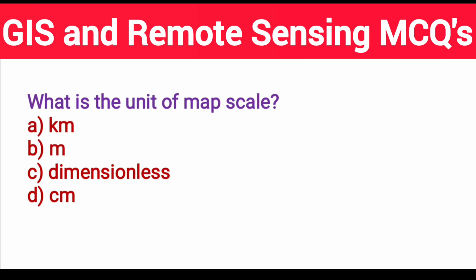Next question, what is the unit of map scale? Option A, kilometer. Option B, meter. Option C, dimensionless. Option D, centimeter. So the correct answer is option C, dimensionless.